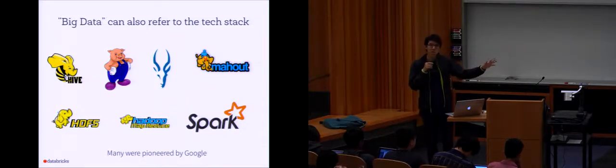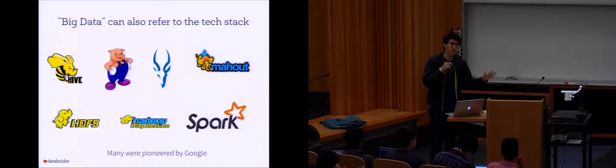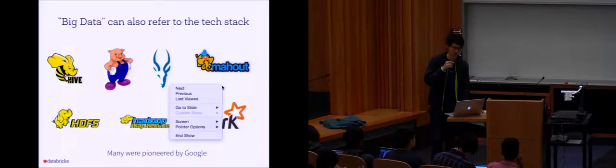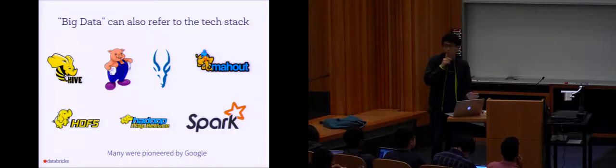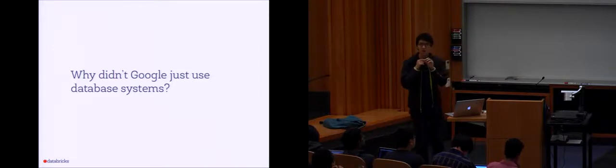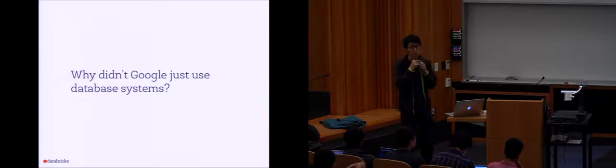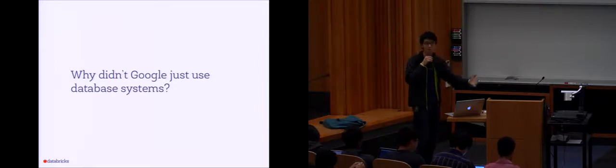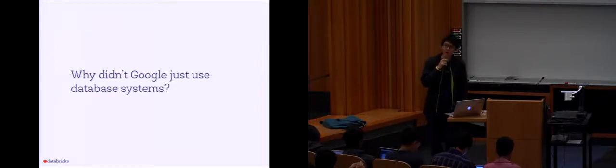And they were both based on ideas pioneered by Google from 2 papers, one in 2003 and one in 2004. So Google started pioneering a lot of the ideas that are now open source and used by pretty much every technology company, and which became this big data stack. And one very natural question is, how come Google just didn't use database systems? Like, how come Google didn't use Postgres or MySQL back then?